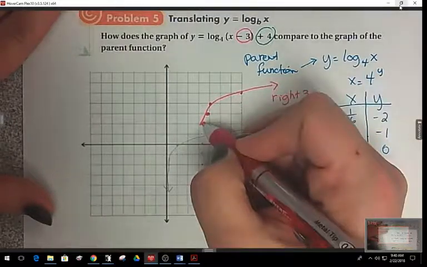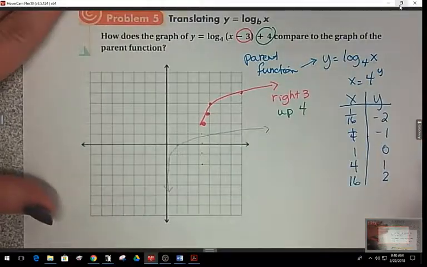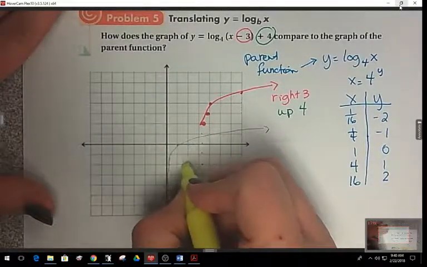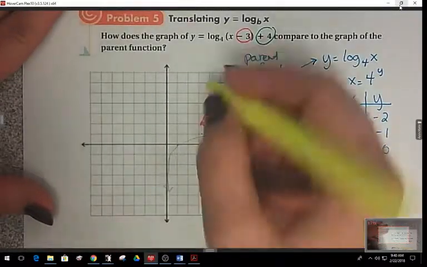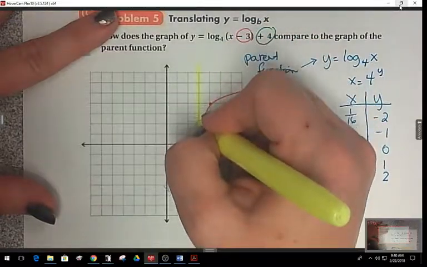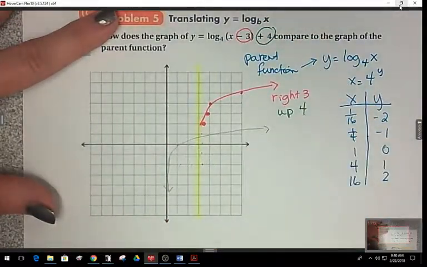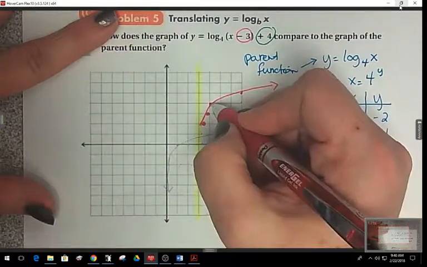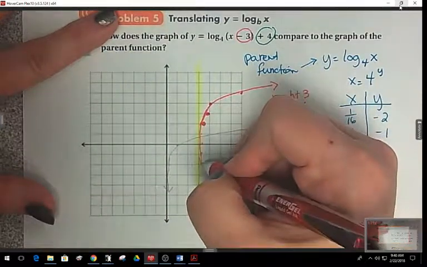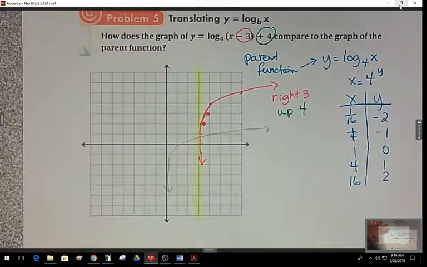But my asymptote is also going to move right 3 and up 4. 1, 2, 3, up 4. So this line right here is my new asymptote. So it will look kind of like this if I finish the whole graph.